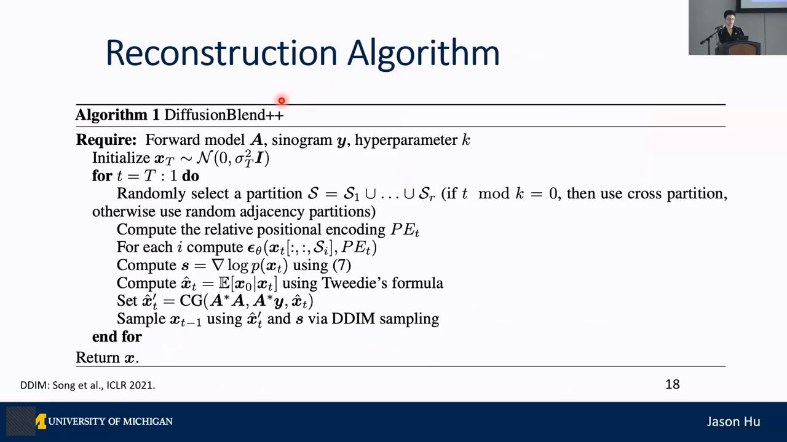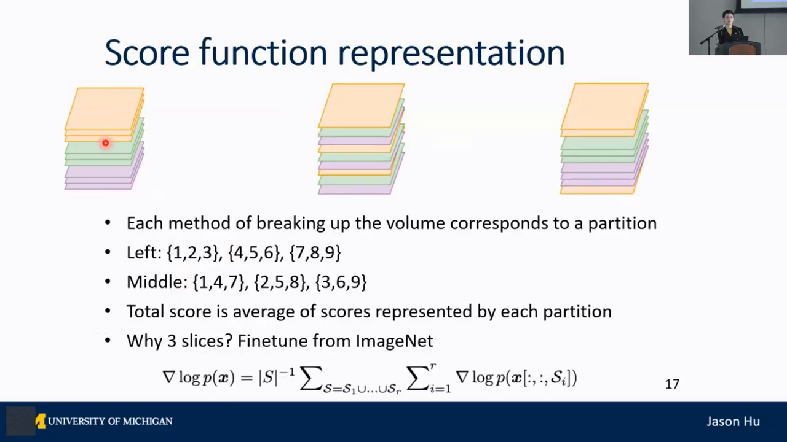Okay, just a brief highlight of this reconstruction algorithm. The main point is that at each iteration step, we have to select a partition, which I've already highlighted a couple of different ways to do. In particular, using some terminology, if we go back here, these partitions are known as adjacent partitions because the slices are all together, whereas these are called cross partitions since the slices come from farther away. This also helps us learn more global information across the volume.